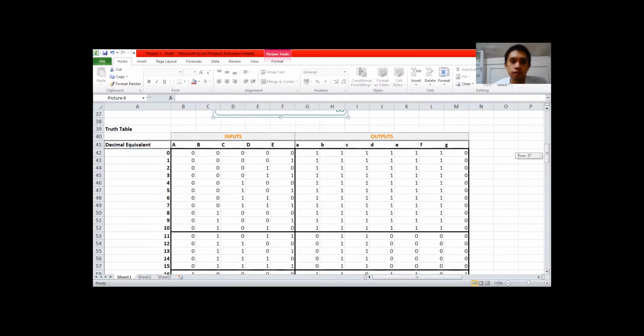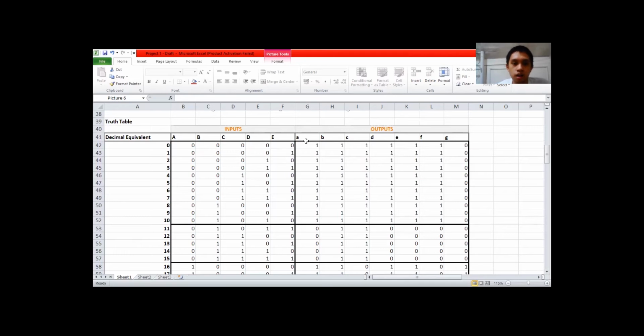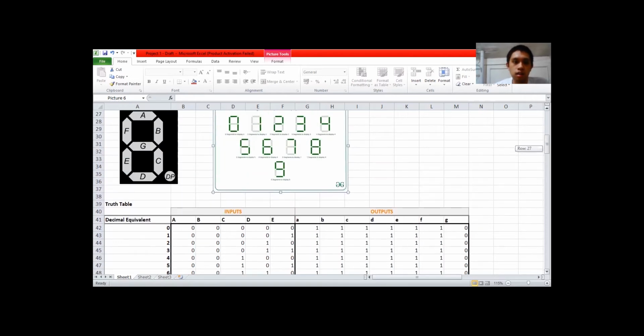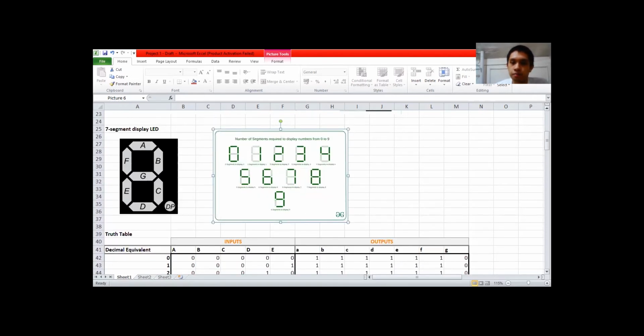So, like what I said earlier, if the AHI count is within 0 to 10, the output will be 0. But based on the 7-segment display, an output is 0 if the only high signals are segments A, B, C, D, E, and F. And the only low signal is G, which is illustrated in this LED.